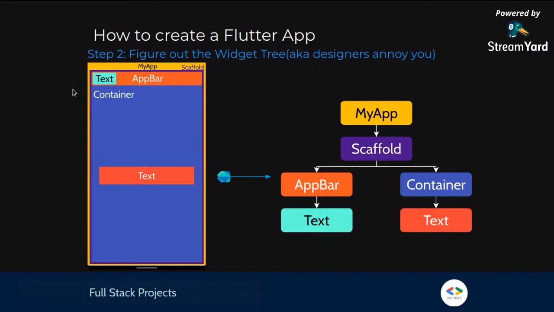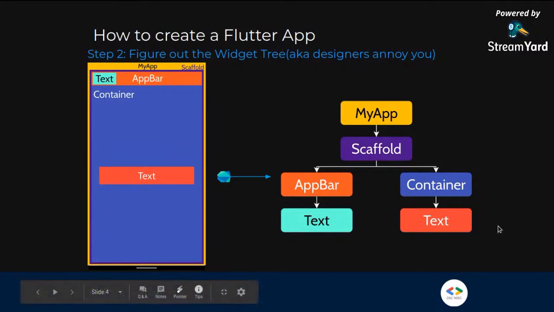In the body, we have a container, and in the app bar, we have a text widget. So the app bar contains a text, and the same is the case for the container, which also contains a text. This type of relationship, who contains or encloses whom, helps us in figuring out the widget tree.